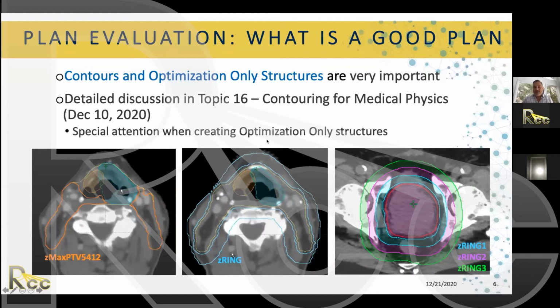Especially you need to pay attention to these optimization-only structures that we create to help the optimizer. And I say help, so we want to help the optimizer, not confuse it. Here are some examples of the contours that we went through and created to help us optimize the plans, like the max PTVs or the rings. You can remember that we said you only need one ring, but you can also create extras, like in this prostate case. We're not going to go through that, but remember that good contours lead to good plans.